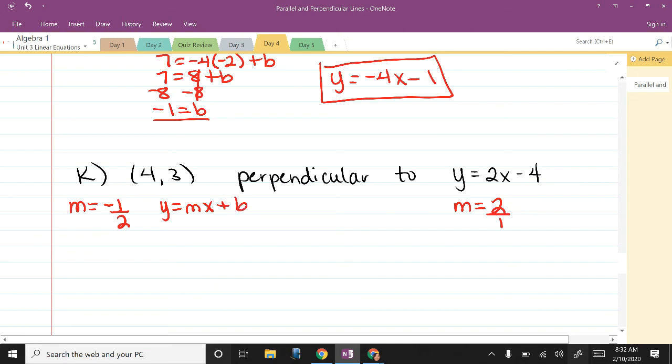That's it. So if it's parallel, I'll keep the same slope of whatever they have over here. If it's perpendicular, I'll flip it and change the sign. That's it. So you just got to read your directions.